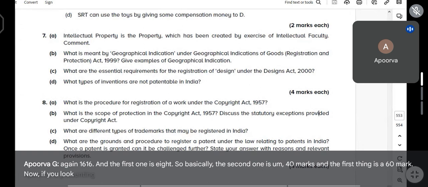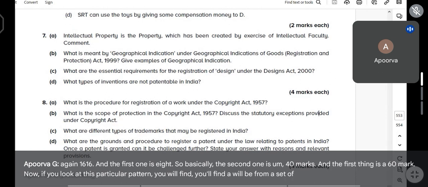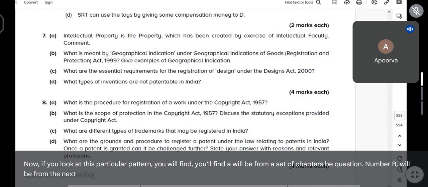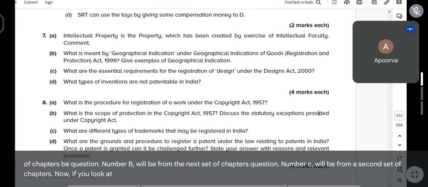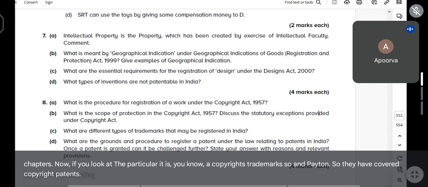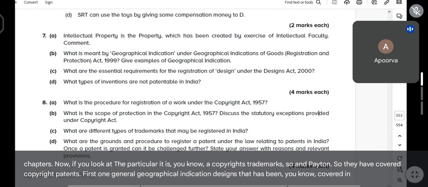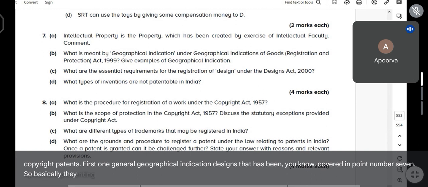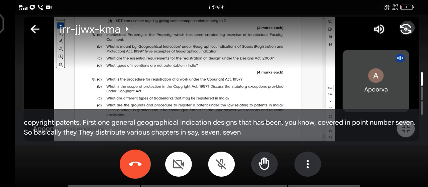Now, if you look at this particular pattern, you will find A will be from a set of chapters. Question number B will be from the next set of chapters. Question number C will be from a second set of chapters. Now, 8 is copyrights, trademarks, and patents. So they have covered copyright, patents. First one, geographical indication, designs, that has been covered in point number 7. So basically they distribute various chapters in the 7th section or 8th section.